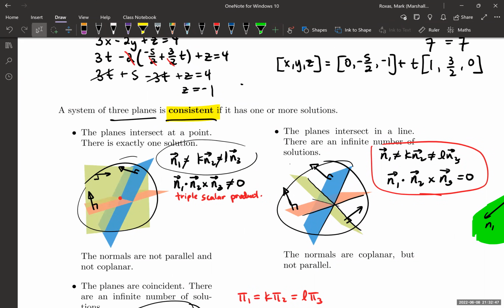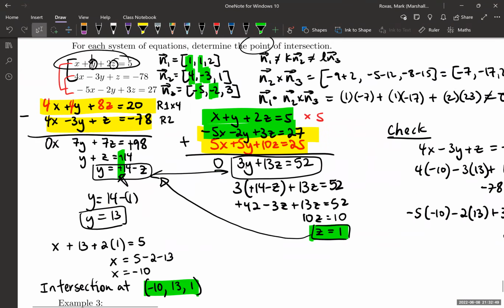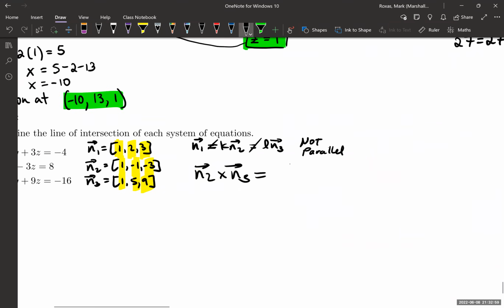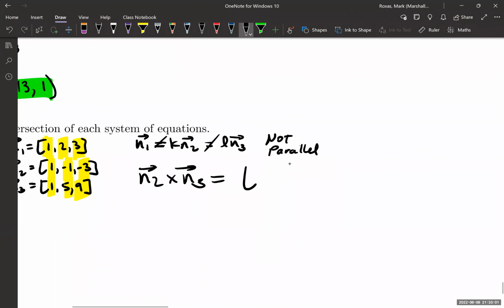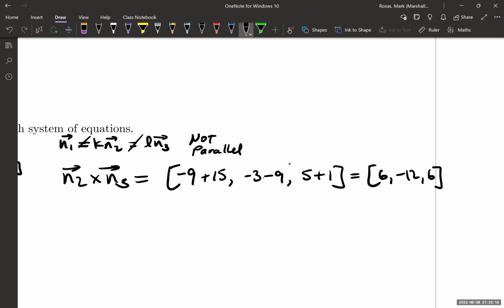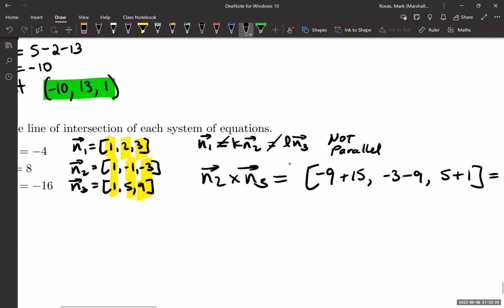Well, that's where the triple scalar product comes in. You need to do the triple scalar product. Let's find n2 crossed with n3. If I find the cross product of n2 cross n3, I will have negative 9 plus 15, negative 3 minus 9, and then 5 plus 1, which is equal to 6, negative 12, and 6. And I'm going to take 6, negative 12, and 6 and dot it with n1.